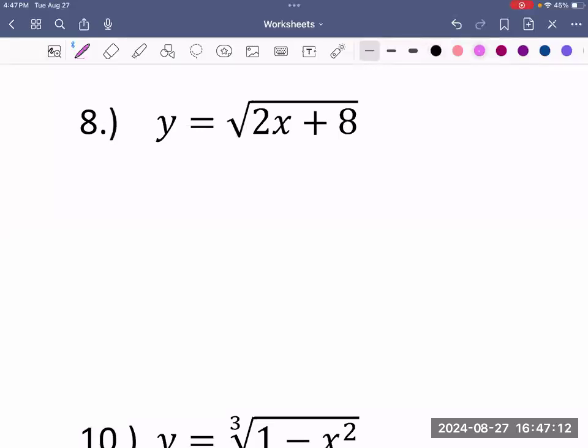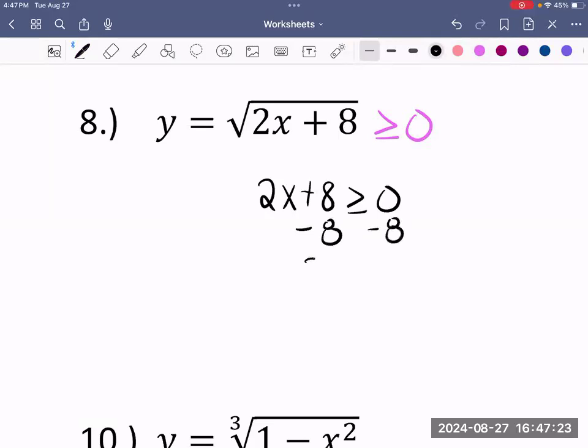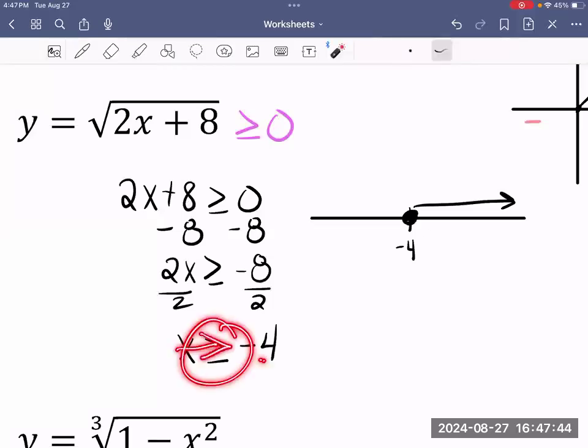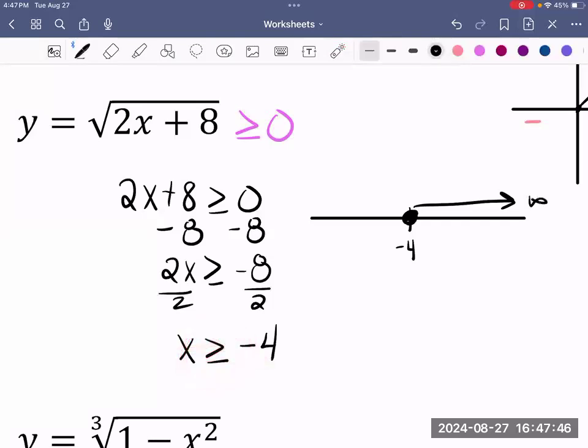So with number 8, we're going to set it greater than or equal to 0. We subtract 8 from both sides. 2x is greater than or equal to negative 8, and divide by 2. So x is greater than or equal to negative 4. So your threshold value here is negative 4. Closed circle going upward, so we're greater than or equal to negative 4. So this arrow is pointing where we want to go. So your domain is negative 4 to infinity.